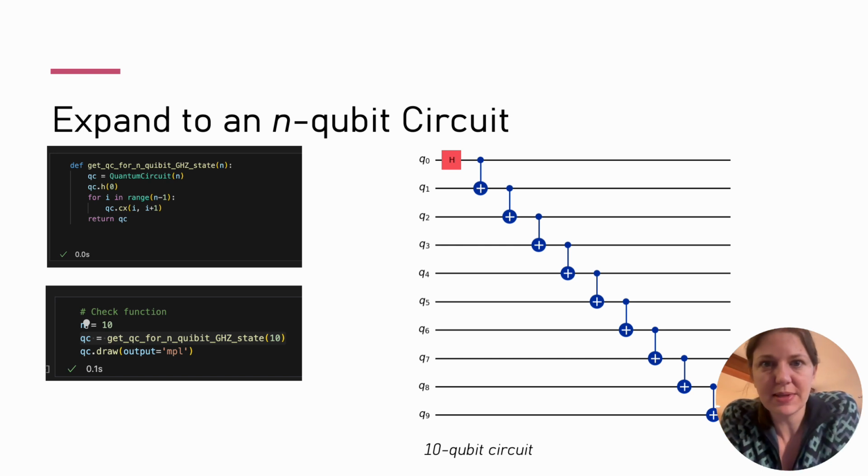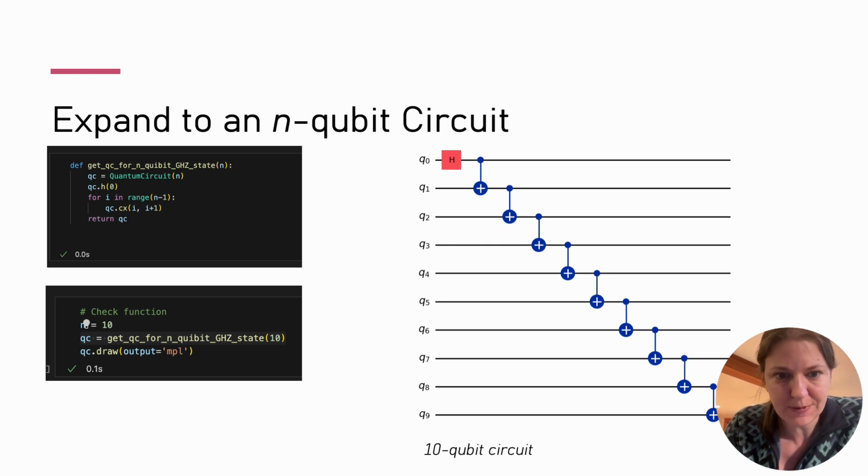Now, if we want to perform the same operation but for an n-qubit circuit, we need to create a function that creates a GHZ state circuit. And a GHZ state is a special type of entangled state that involves multiple qubits, and it represents basically the maximally entangled state. So it's a combination of Hadamard gates and CNOT gates, and this is the code that we would implement in order to create that function.